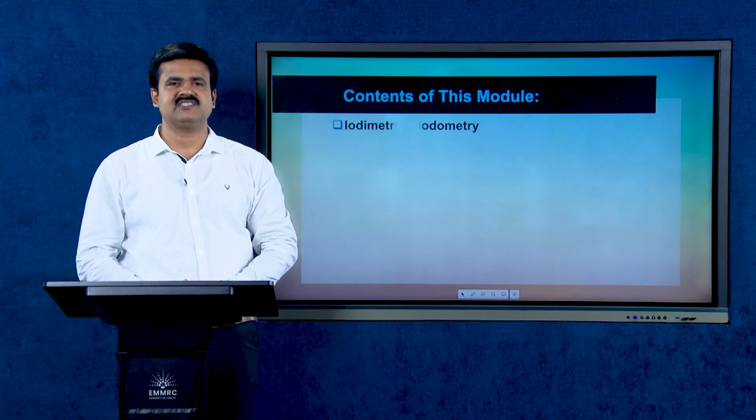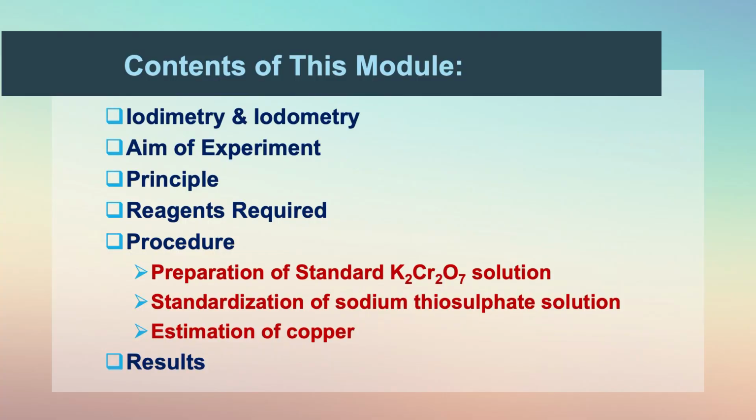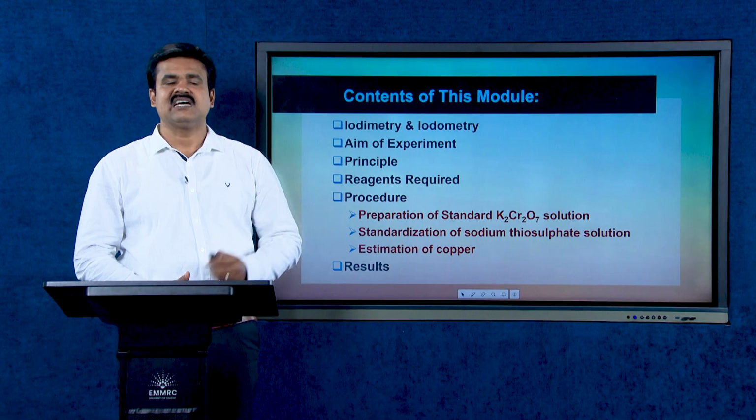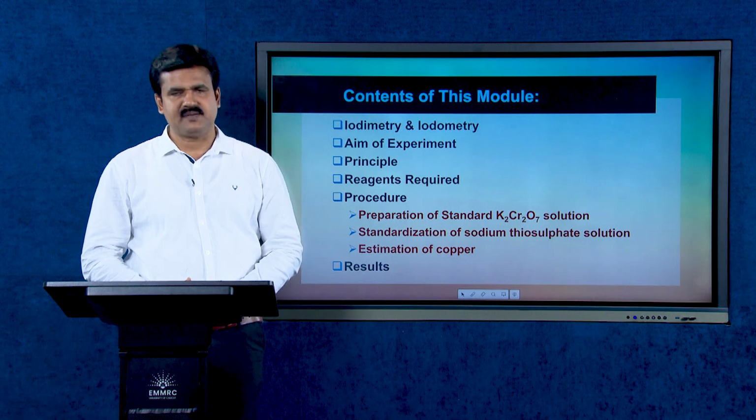The contents of this module are iodimetry and iodometry, a brief mention, aim of the present experiment, principle behind the experiment, reagents required for the experiment, procedure of the experiment, that is preparation of standard K2Cr2O7 solution, standardization of sodium thiosulfate solution, and estimation of copper. Finally, results of this entire experiment.